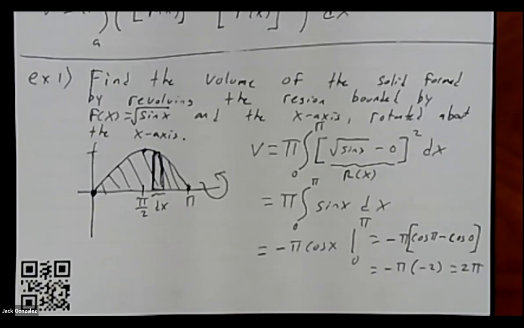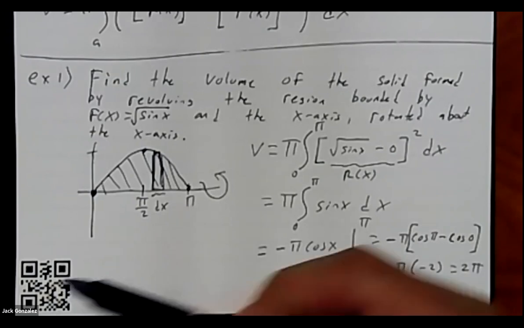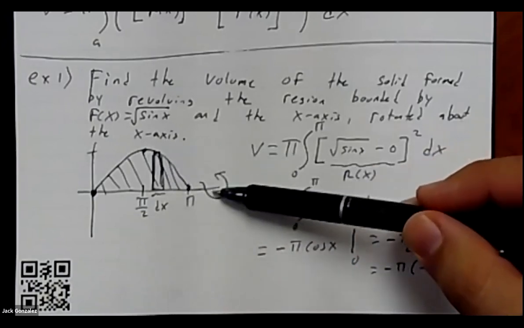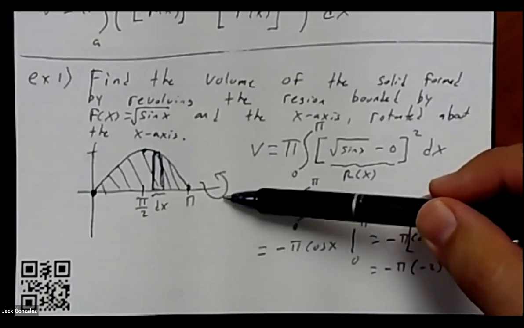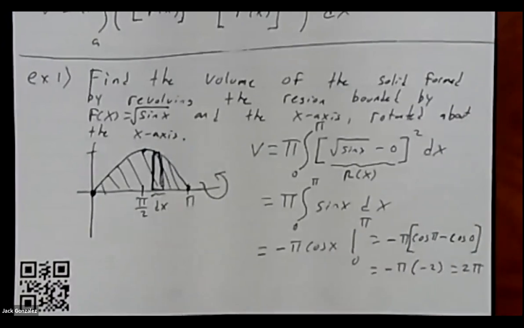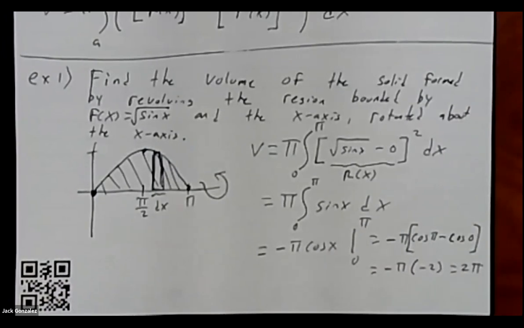Okay, so since I was forced to slice up and down, that determined the rotation must be this way, which tells me to use disc. Remember, that was a requirement for disc. It said the slice must be perpendicular to the rotational axis.